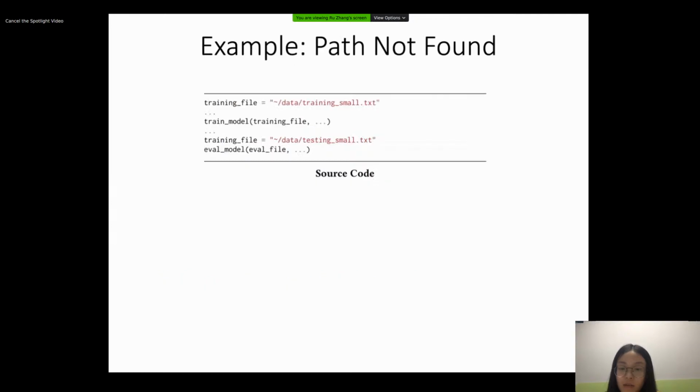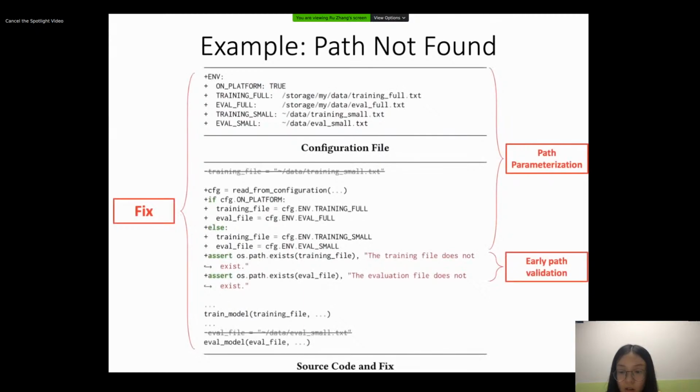Here is an example of a path-not-found failure. The developer first used the training file to train the model, then evaluated the model with the eval file. But she forgot to replace the hard-coded local file paths with the real ones on the distributed storage before job submission. The fix has two parts. First, all the paths are parameterized instead of hard-coded strings and are read from the configuration file. Second, the paths used in any stage, such as the eval file variable, are validated as early as possible.